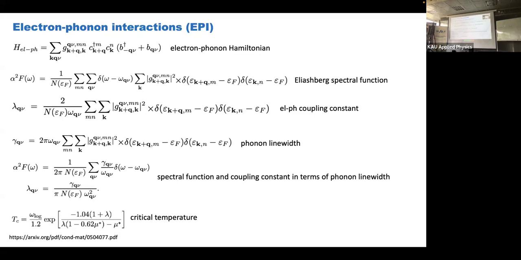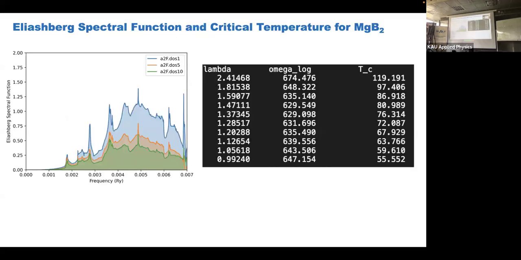We can also calculate this coupling constant, and from the coupling constant and the spectral function, we can get the critical temperature from this McMillan formula. Yeah, it is rather empirical because we don't know this mu. Mu is some screening constant. So we only know the range. It's like from 0.05 to 0.15 or 0.2. So we know only the range, and we have to play with it somehow. And here is how we played with it.